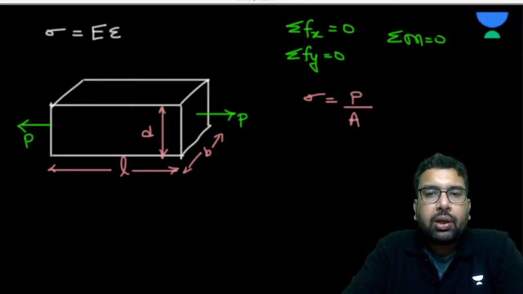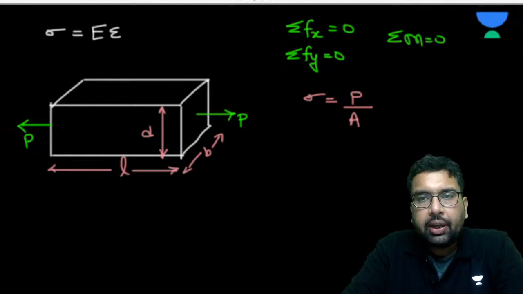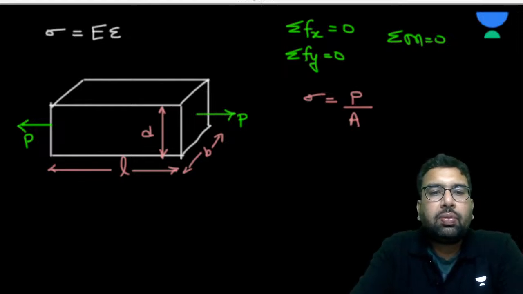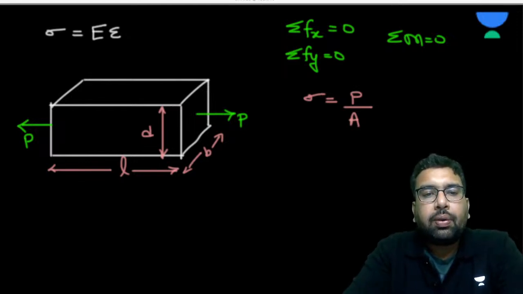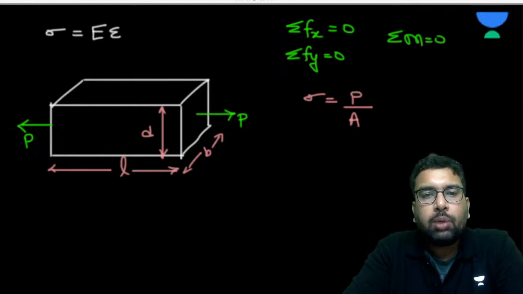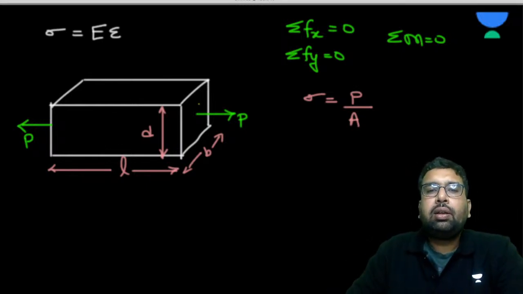Now in this, remember what the area is. Force is P, obviously. Now what is the area that we are going to take here? This is what we call the perpendicular, the normal stress. So we need to take the area which is normal to the force. So what is that area? This is that area.